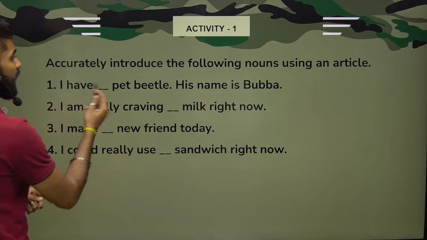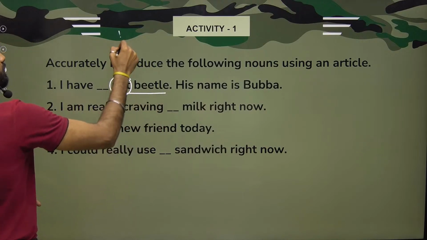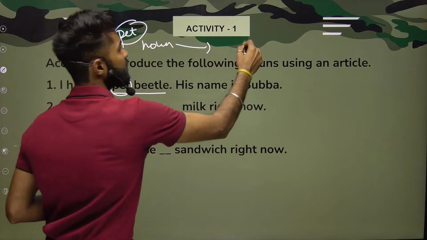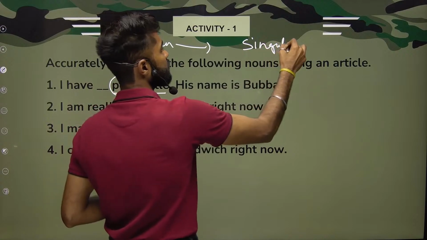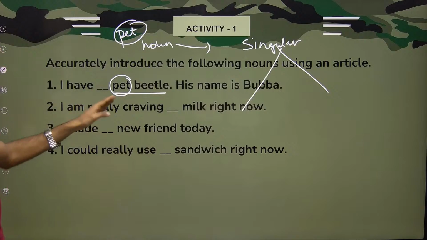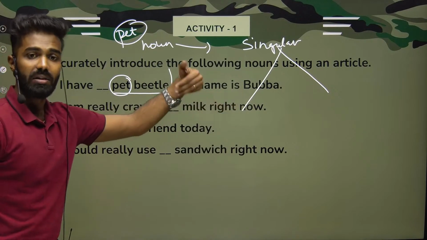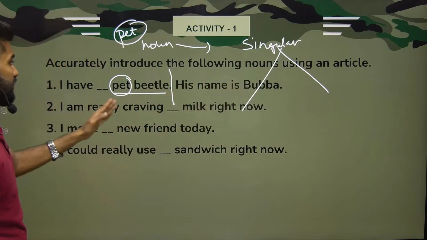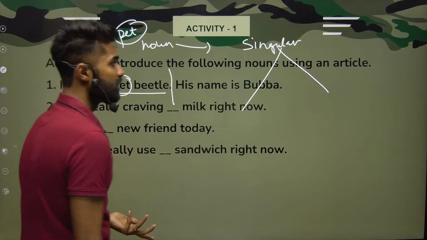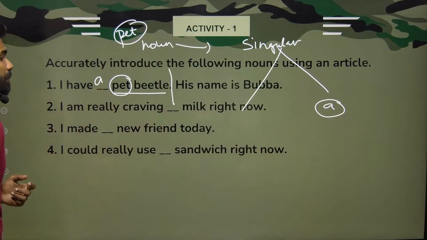Just one small activity. See here: I have pet beetle. Pet is a noun. Is it definite? I have pet beetle. This is the end of a statement. His name is Kuba is the second statement. But in the first statement, I don't have any detail about the pet. So, I have a pet beetle.